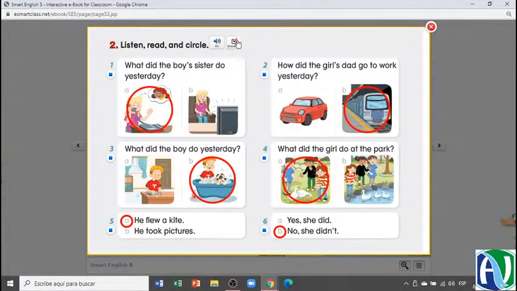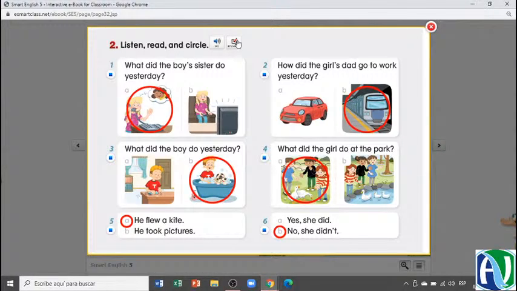Okay, I'm going to show you the answers. I hope that you had it correctly. Write me, please, in the chat how many good and how many wrong answers do you have. Entonces, por favor, escríbanme en el chat cuántas buenas y cuántas malas obtuvieron en este ejercicio, ¿ok?